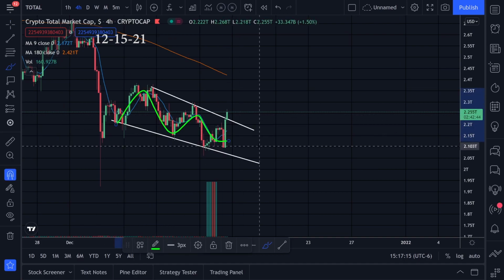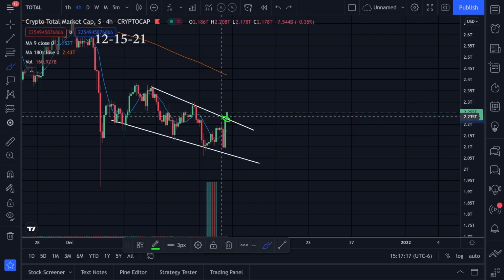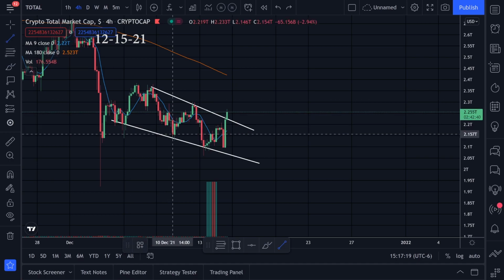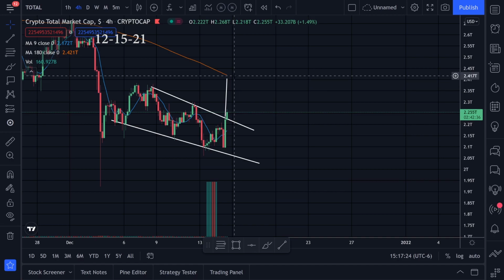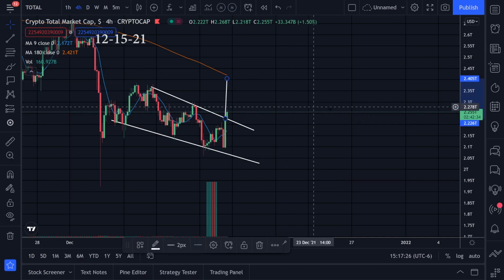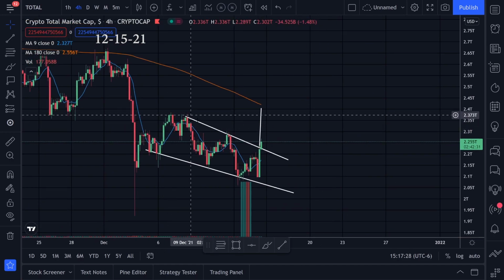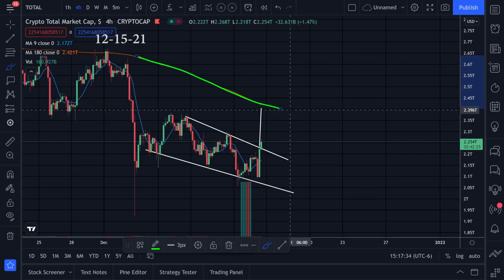So maybe we're looking at more of a channel pattern, but it looks like we're breaking out to the upside right now. Maybe we could drag from the top to the bottom of this channel, drag this to the breakout, and we're looking at a target of approximately 2.40 trillion. It also lines up with this 180 moving average on the 4-hour time frame.